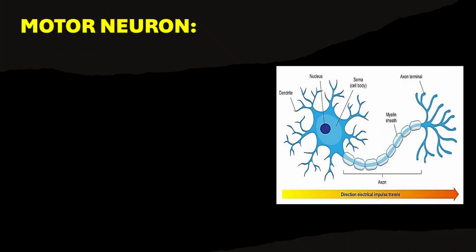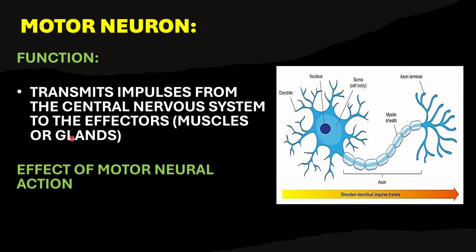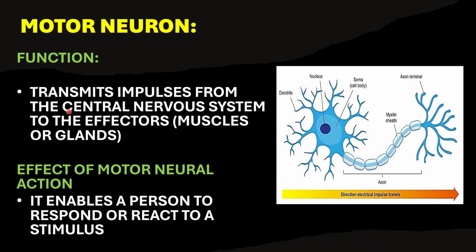Now let's take the individual neuron, because you have to know the functions of the neurons and the effect if they are damaged. The motor neuron, that is it on your screen. What does it do? It transmits impulses from the central nervous system to the effectors, that is the muscles or glands. And how does it produce an effect in the person? This neuron enables a person to respond or react to stimuli. So the functions start here and end here. Those separate the two. This is the function within the central nervous system. This is the effect of this neuron working in your body. This neuron allows you to walk, allows you to jump, allows you to do anything.